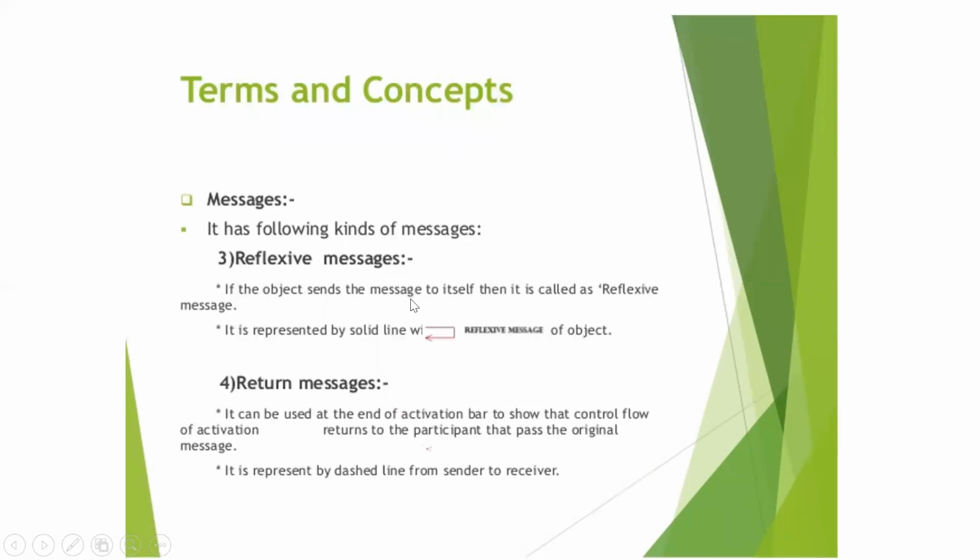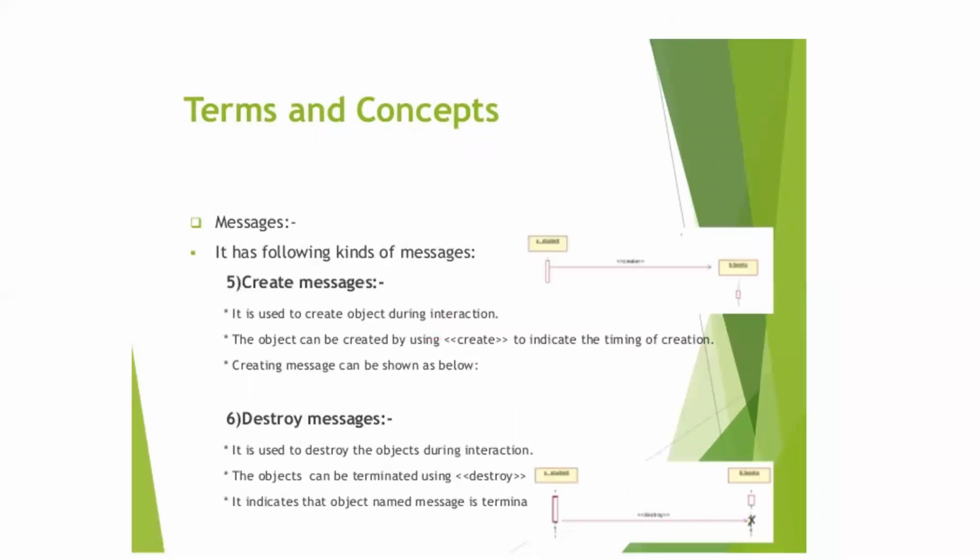Reflexive message, also called self message. If the object sends a message to itself, then it is called a reflexive message. It is shown like this. Return message is a dashed line shown from one object to another object, returning or replying to the sender. It can be used at the end of the activation bar to show that the control flow of activation returns to the participant that passed the original message.